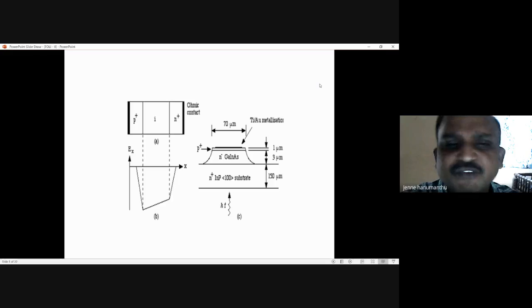We can process it again, converting it into current or current to voltage. That is in our hand. But the basic thing is that the PIN diode simply converts light signals into electrical signals. This was the process happening in this structure.